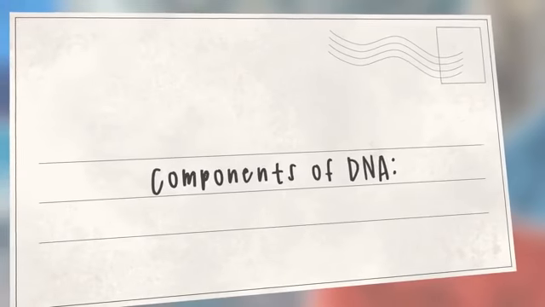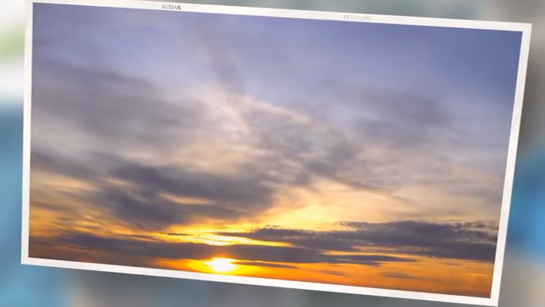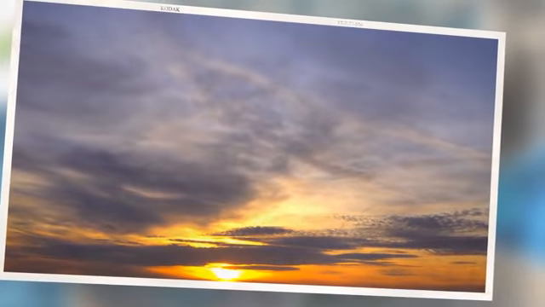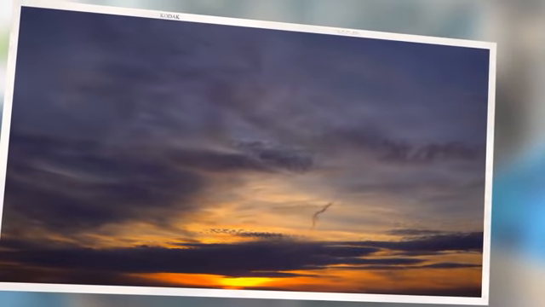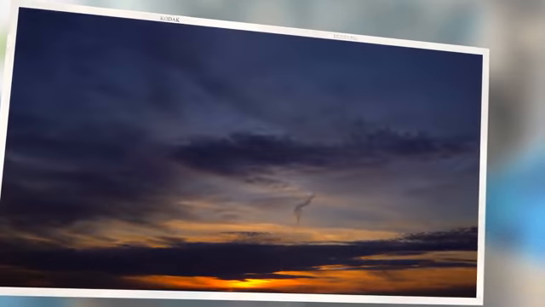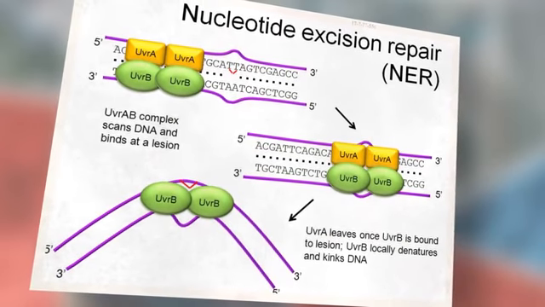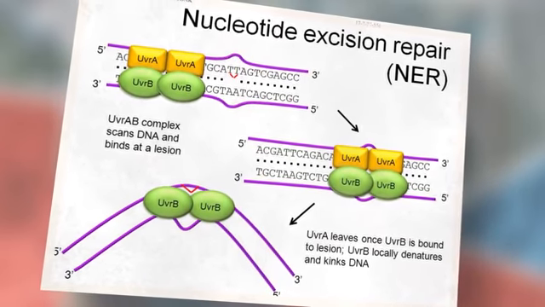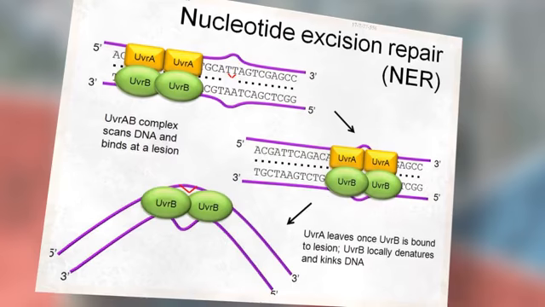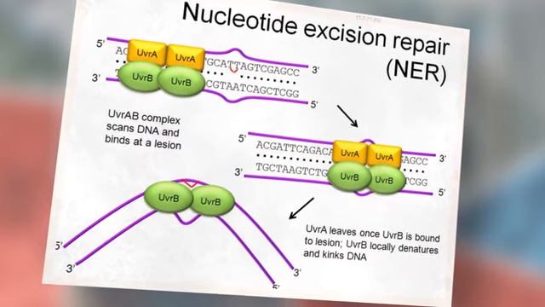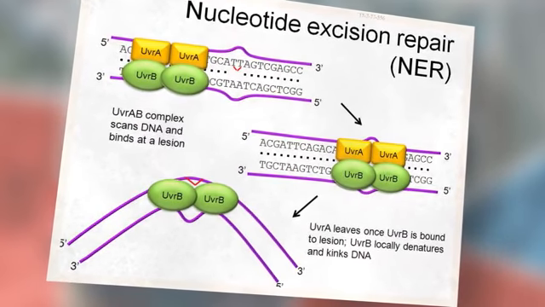Components of DNA. It can be described as a long thin molecule consisting of things called nucleotides, and these nucleotides link together forming a backbone. These nucleotides consist of nitrogenous bases, sugar, and phosphate groups. Nitrogenous bases can be guanine, cytosine, thymine, and adenine.